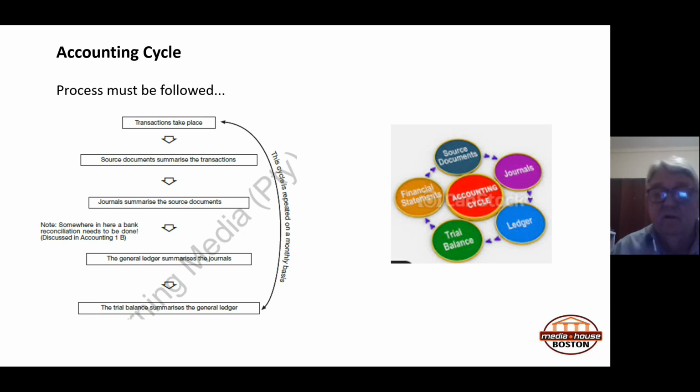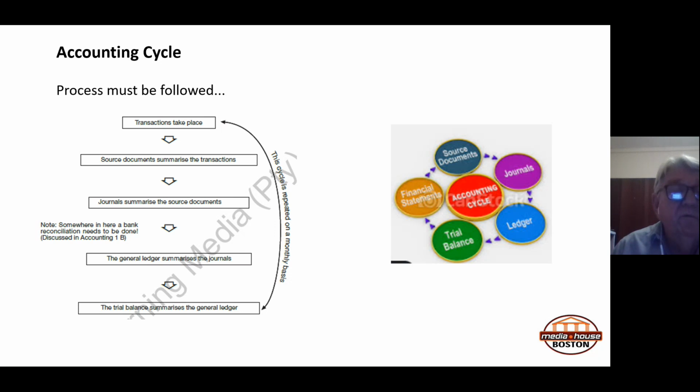Okay, just to recap again on the accounting cycle. The accounting cycle starts when a transaction takes place. We buy stock from a supplier. We get a source document that summarizes the transaction. In this case, it will be a supplier invoice. We do a journal. The journal is simply saying which account we must debit and which account we must credit and by which amounts.